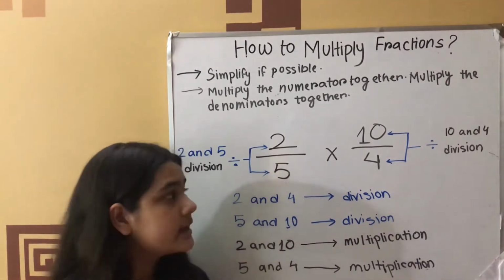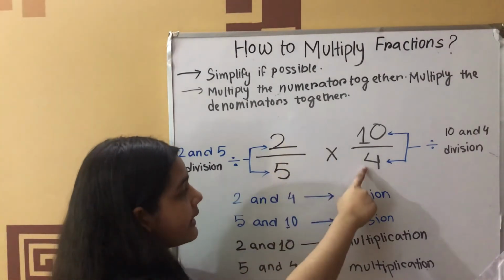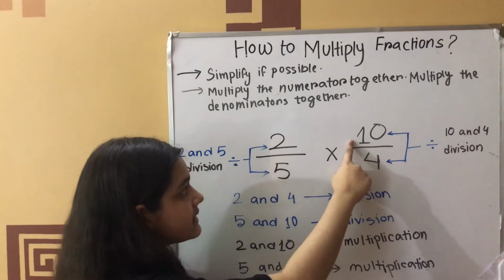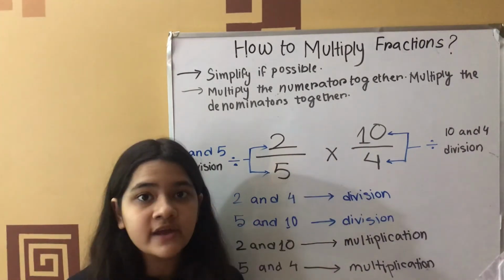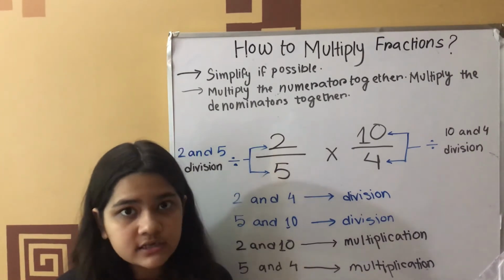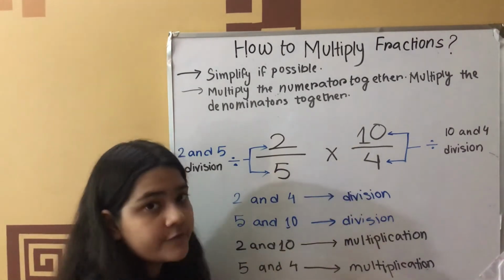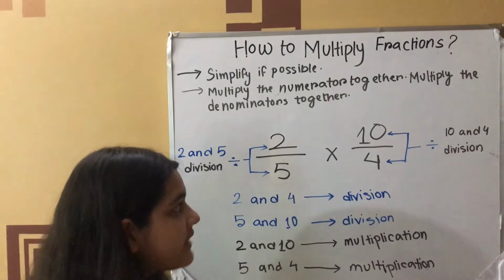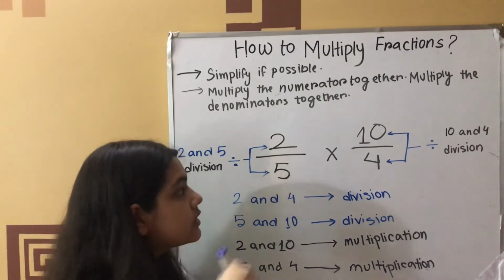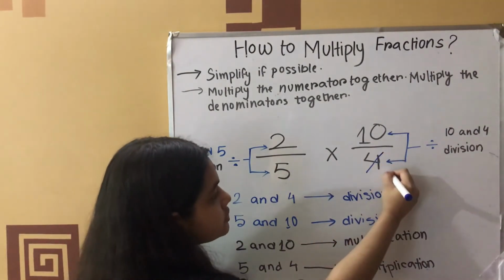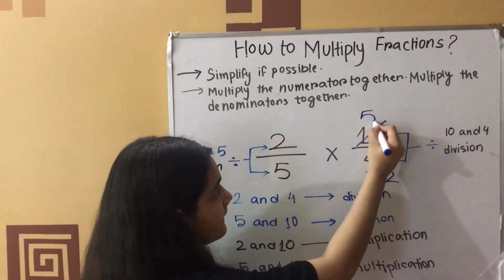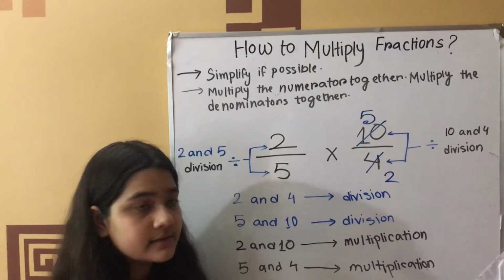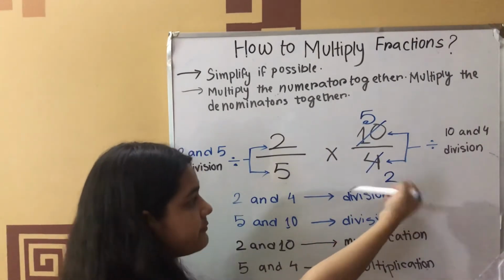That means we can cut 2 and 4, 5 and 10, or 10 and 4, 2 and 5. 2 and 5, they don't have a common factor, but 10 and 4, they have a common factor, which is 2. 2 2s are 4, 2 5s is 10. Now this fraction became 5 by 2.